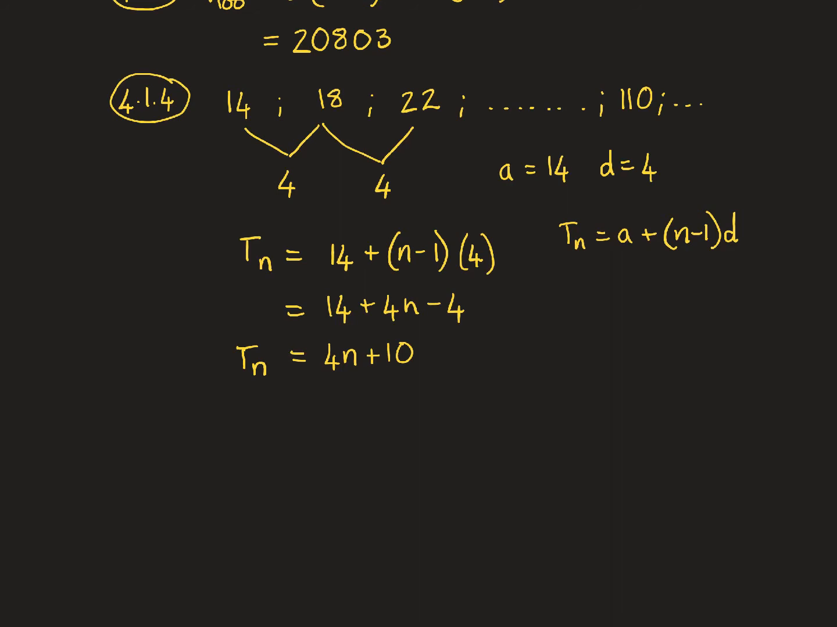So we want to know which term number would have a value of 110. That's the next thing we do. We substitute in 110, and we're going to manipulate things so that we get 100 equals 4n, which of course means n is 25. So that means that 110 is going to be the 25th first difference.